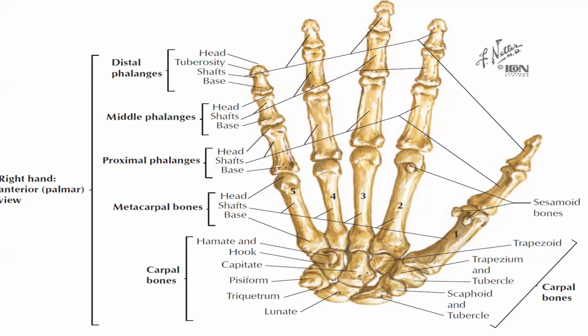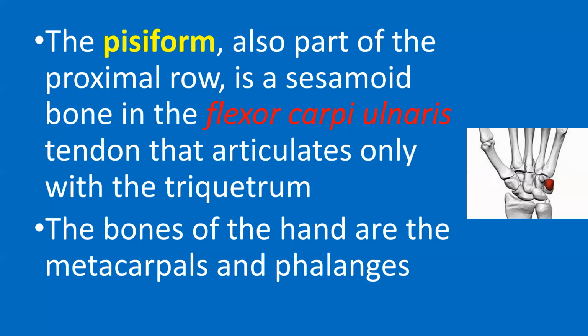The pisiform is another story. It is part of the proximal row, which I've mentioned to you at the beginning, but we should consider it as a sesamoid bone in the flexor carpi ulnaris tendon that articulates only with the triquetrum. The bones of the hand are the metacarpals and the phalanges.